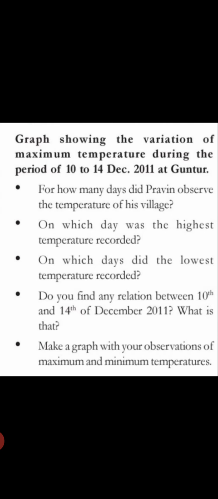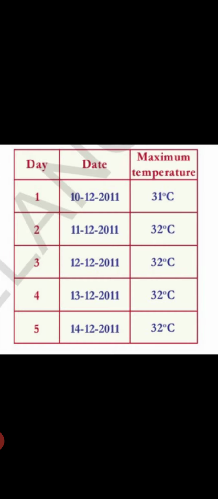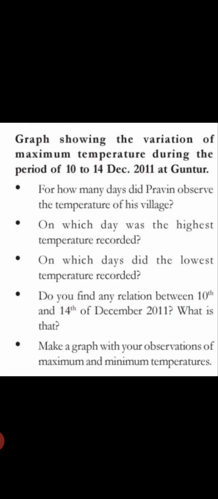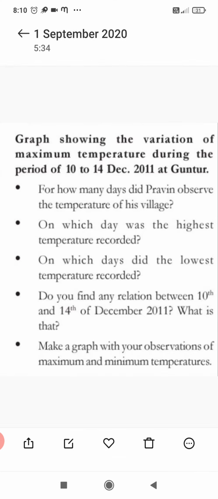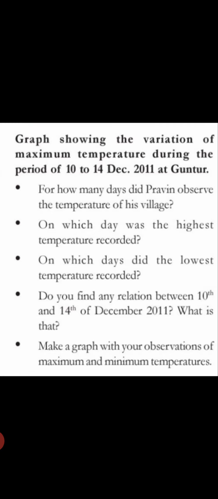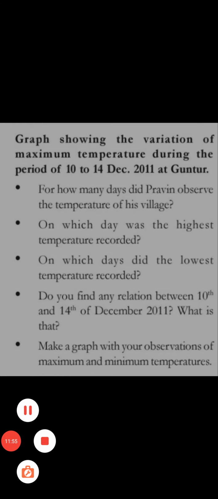Do you find any relation between the 10th and 14th of September 2011? What is that? 10th and 14th. What relation do we have? Temperature increased from 31 degrees centigrade to 32 degrees centigrade. Make a graph with your observations of maximum and minimum temperatures. So with the minimum temperatures also you have to make a graph and answer these questions. Okay. So this is about our topic. Next topic we continue in the next class.